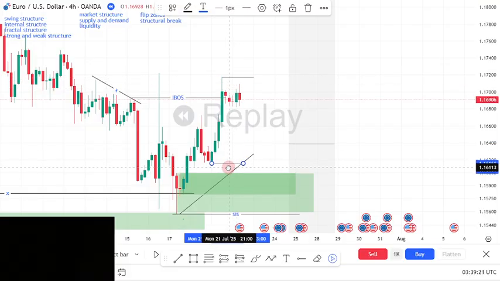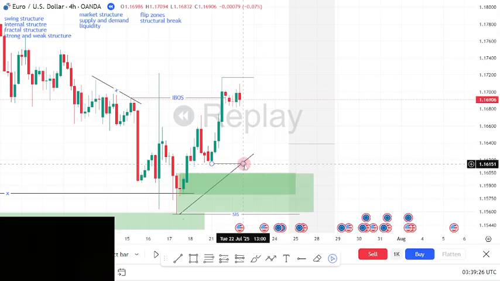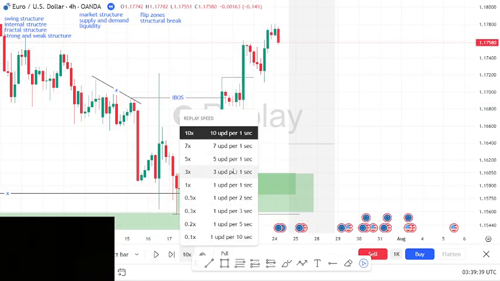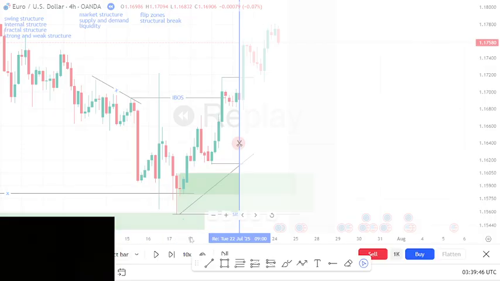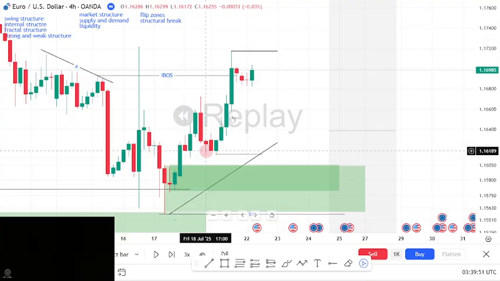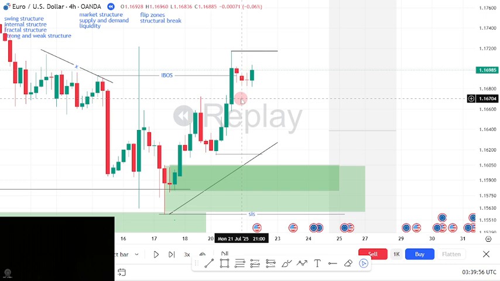So here is a fractal structure, because all of these candles broke above the candle's high, right? So here's our active fractal range that we are trading within. Active fractal range. So now internal structure has switched bullish.